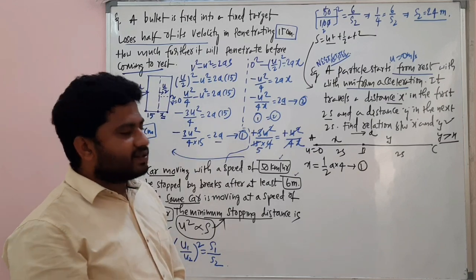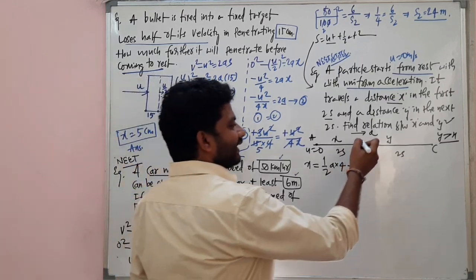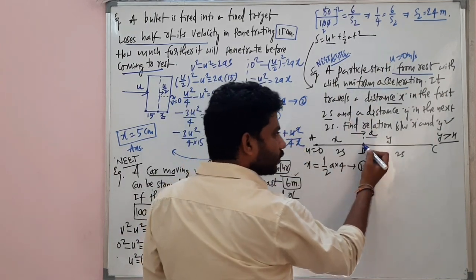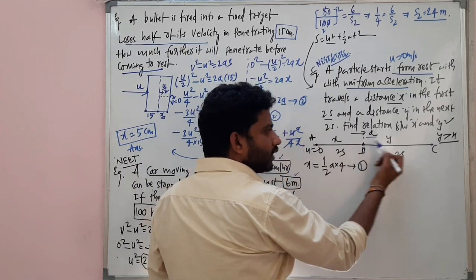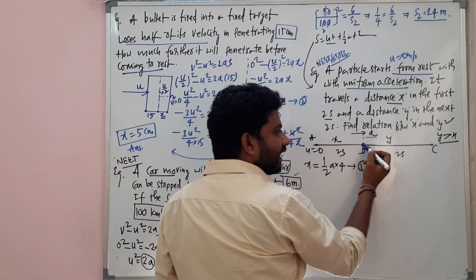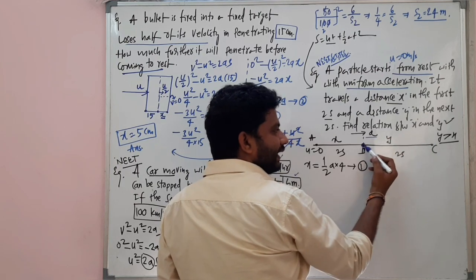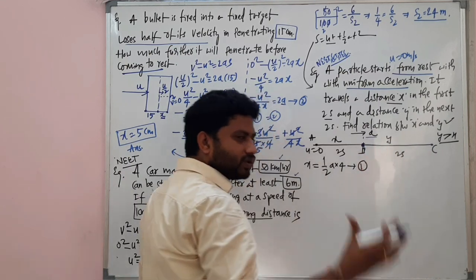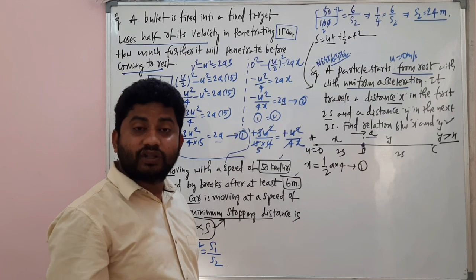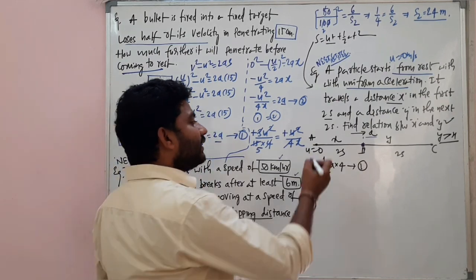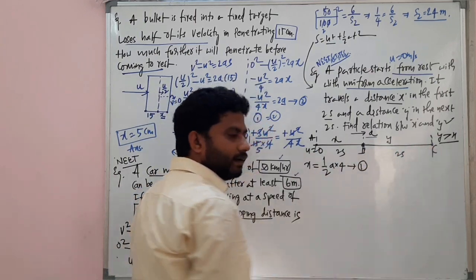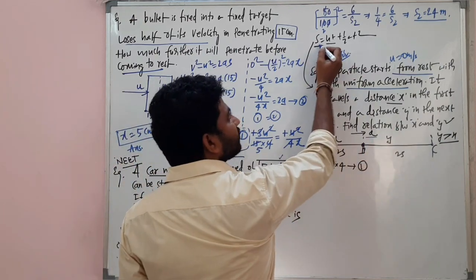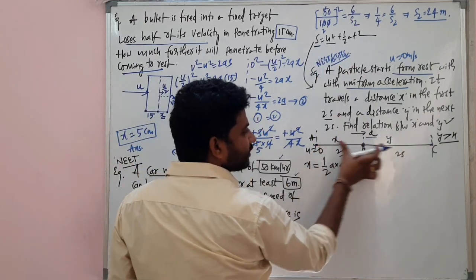Now, second case, let's focus. To apply S is equal to ut plus half at square to the second case, meaning only from B to C, you need to find the initial velocity here. If you want to apply this formula in this region, you need this u. That u is not there with you. Understand? So that's why let us consider from A to C. A to C, you apply this one. A to C, what is the S value? S value is x plus y.